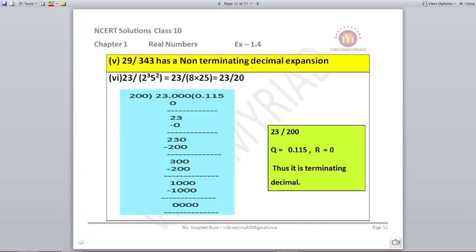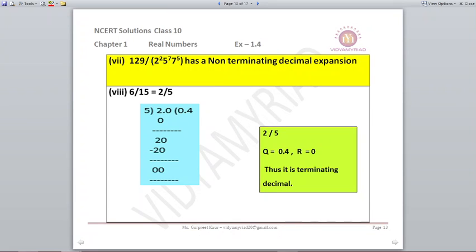Next, 23 upon 2 raised to power 3 and 5 squared, which means it is 23 upon 200. So when we divide 23 upon 200, we get your quotient as 0.115 and your remainder comes out to be 0, thus proved it is terminating.